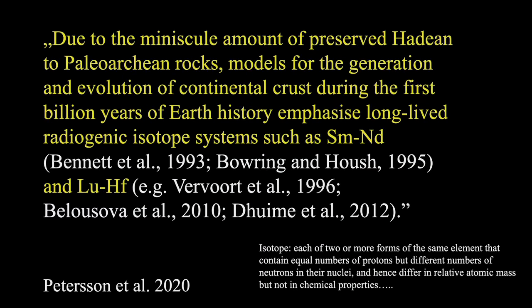And here I want to show you just one sentence from the Peterson et al. publication, because it is a very good summary. They told: due to the minuscule amount of preserved Hadean to Paleoarchean rocks, models for the generation and evolution of continental crust during the first billion years of Earth history emphasize long-lived radiogenic isotope systems, and we will use lutetium-hafnium today.